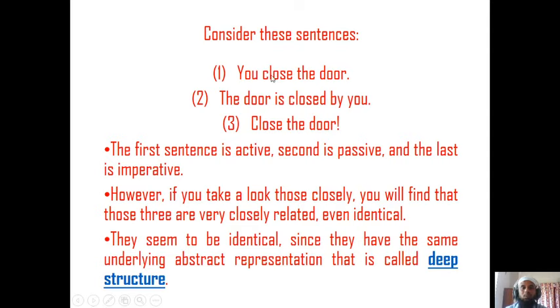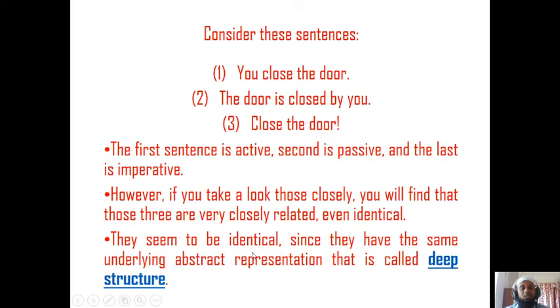Subject plus verb plus object is the deep structure, but the surface structure here is verb plus object. The subject is not here, so you have deleted the first element, but you know that the subject is there. The first sentence is active, the second is passive, and the last is imperative. However, if you take a closer look, you will find that those three are very closely related, even identical. There is no difference in the meaning of these three sentences, though their structures are different.